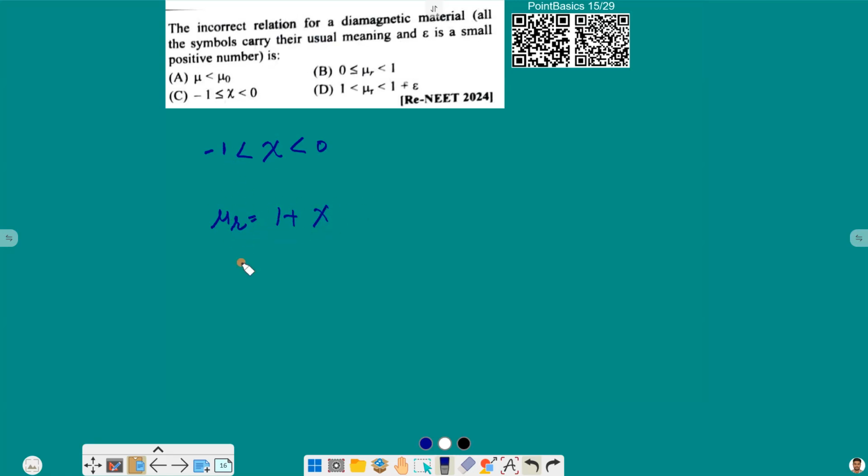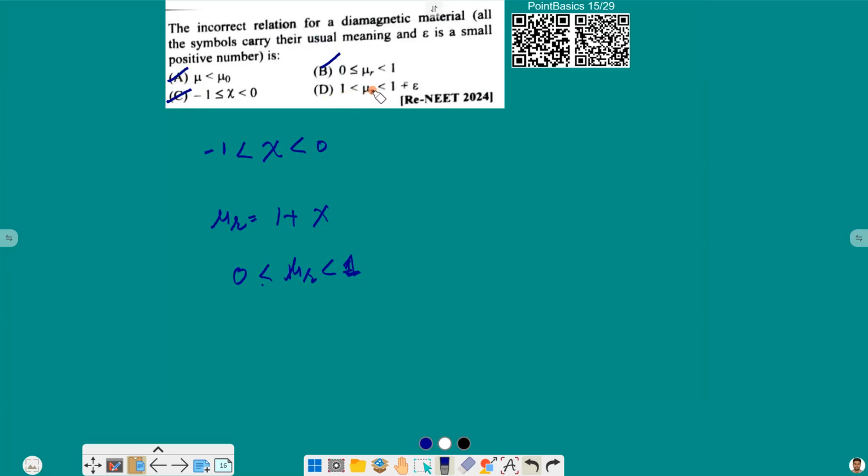So limit for xi, mu r will be 0, 1, oh sorry, 0 to 1 for mu r. So we have to find the incorrect relation here, which one is incorrect. So B, we can see that B is okay, C is also okay, and mu here will be less than mu node, so it is also okay.